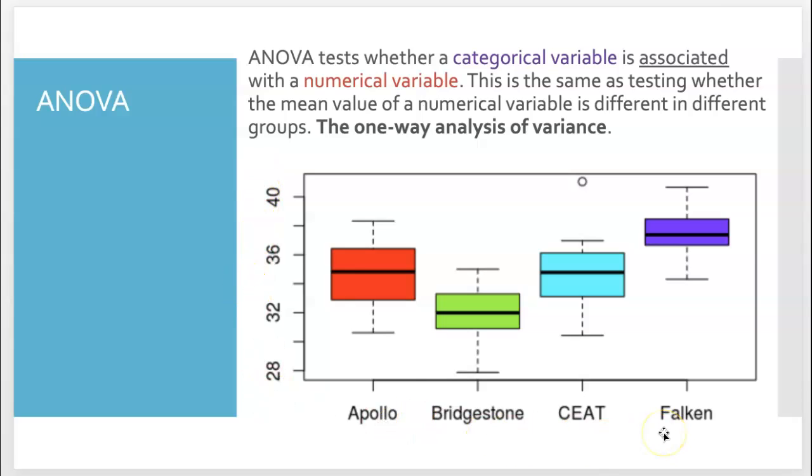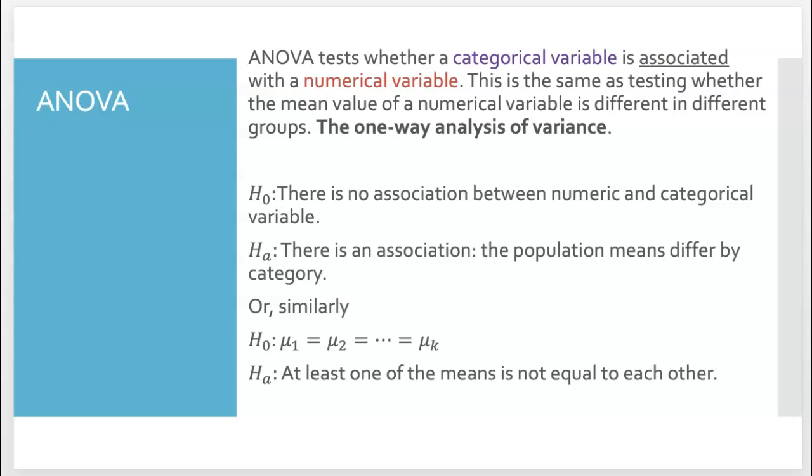the tire brand. If these things were not associated, all of these would look the same more or less. They would all more or less be centered around the same value. But they're not. So what ANOVA does is it formally tests whether or not they're all the same.